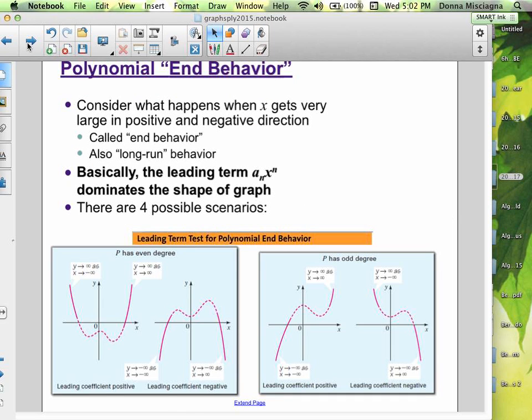All right, so now end behavior. So polynomial end behavior, we're considering what happens when x gets very large in positive and negative directions. It's called end behavior or long run behavior, and basically the leading term, a_n x to the n, dominates the shape of the graph. There are 4 possible scenarios, right?